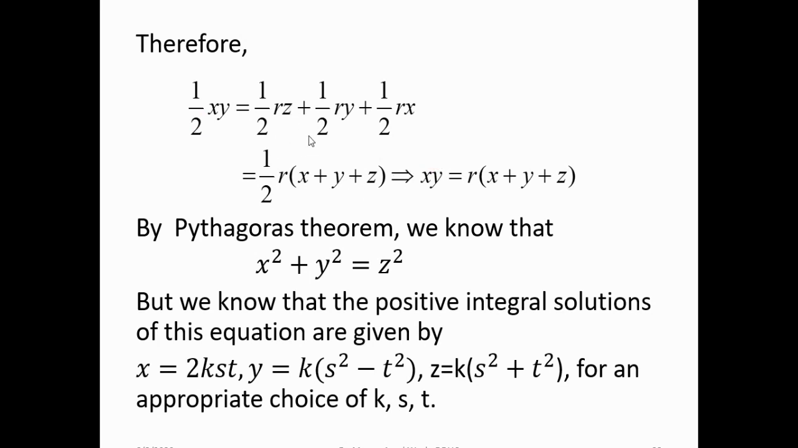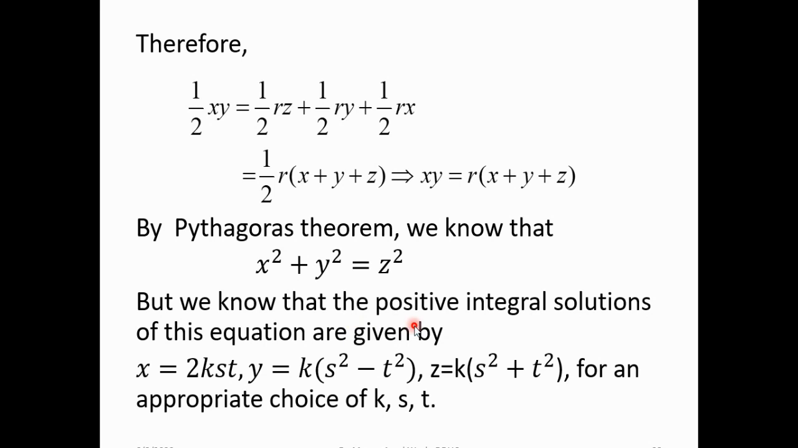If we take half r common here, then we get 1 by 2 r within brackets x plus y plus z. This implies that half can be cancelled on both sides, and then we get xy is equal to r times x plus y plus z. Now by Pythagoras theorem, we know that x square plus y square is equal to z square.